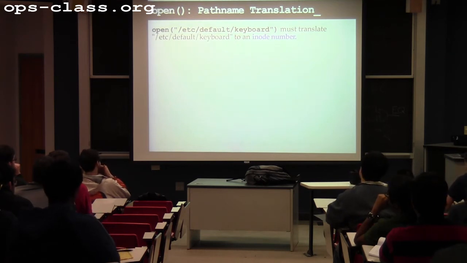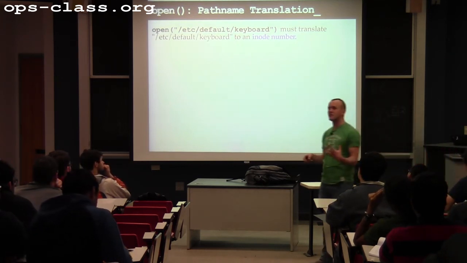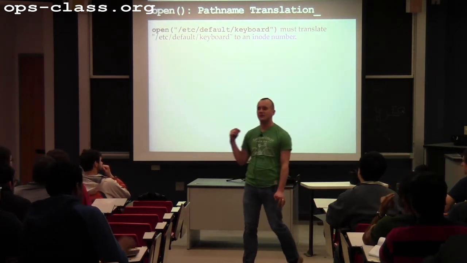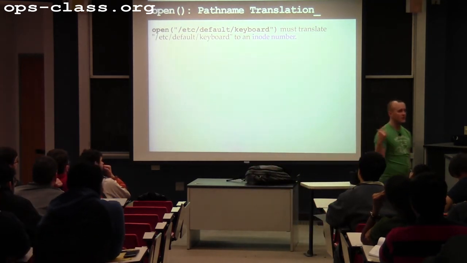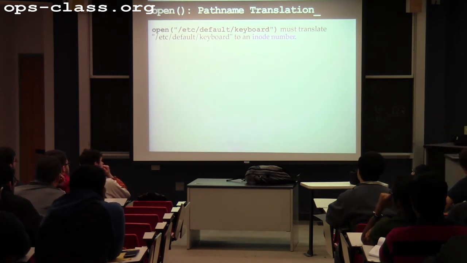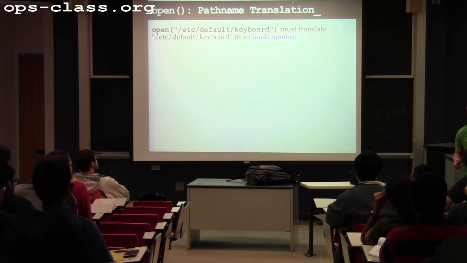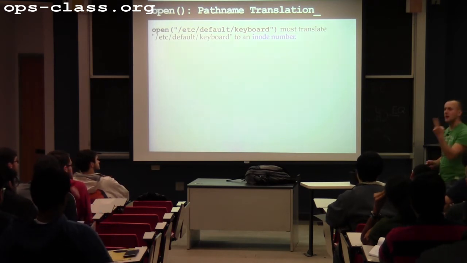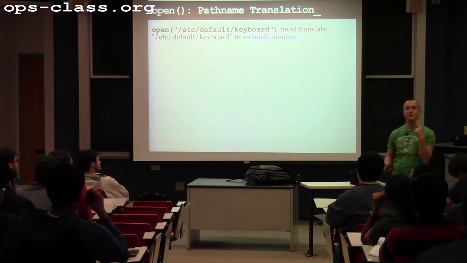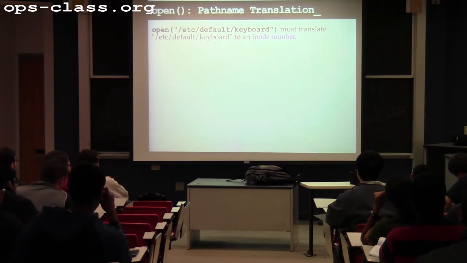But now let's figure out when you call open, because what the file system is going to have to do when you give it a path is translate that to an inode number. So who can see how this process works? What's the first step in translating slash etc slash default slash keyboard to an inode number? Yeah? So you probably go to inode 2 first. Yeah, so I need a little bit of extra information to bootstrap this process, because until I know an inode number, I can't translate paths. And so that's where this magic inode 2 comes from. 2 is hard-coded to point to root. So I always start at 2.